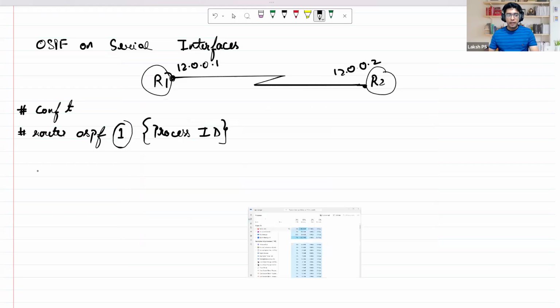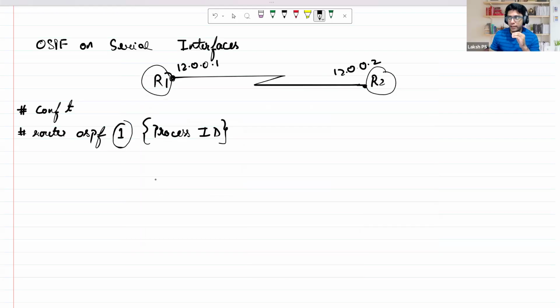So router OSPF 1, when I say that, I am telling the router, okay, please remember, now I am talking from a very hardware point of view. We're not talking from a network point of view. Whatever I'm explaining right now is from a hardware point of view, not from a networking point of view. A router is a networking device or an electronic device.